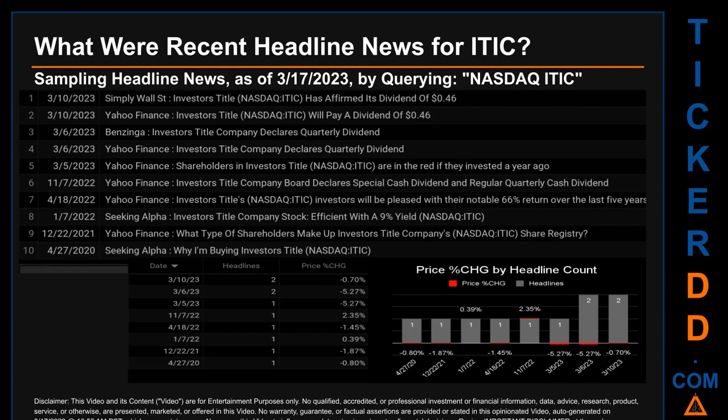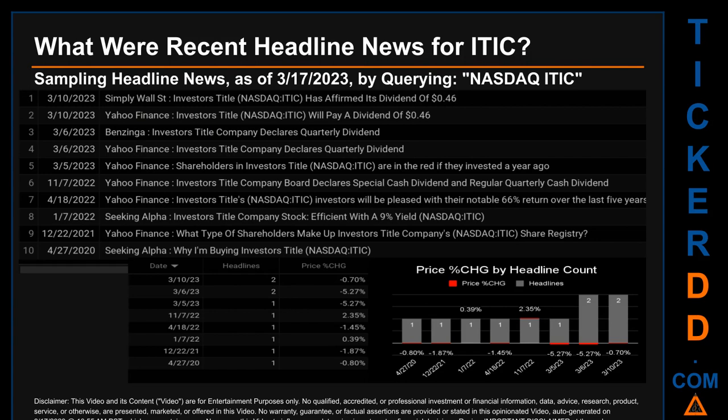What were recent headline news for ITIC? Today, Friday, March 17, 2023, I sampled one of our news aggregators for latest headlines for this ticker. I did so by searching specifically by a keyword that may appear, broadly, in the title or the body, of discoverable news articles. The keyword that I used was a combination of the exchange and the ticker symbol, NASDAQ: ITIC. The results show 10 unique headlines, published across 8 unique dates.